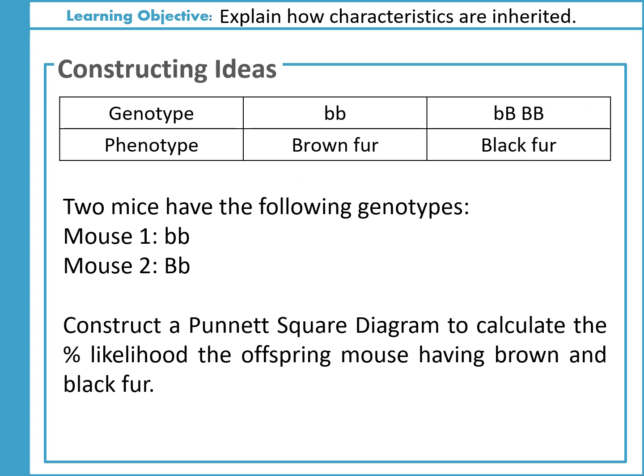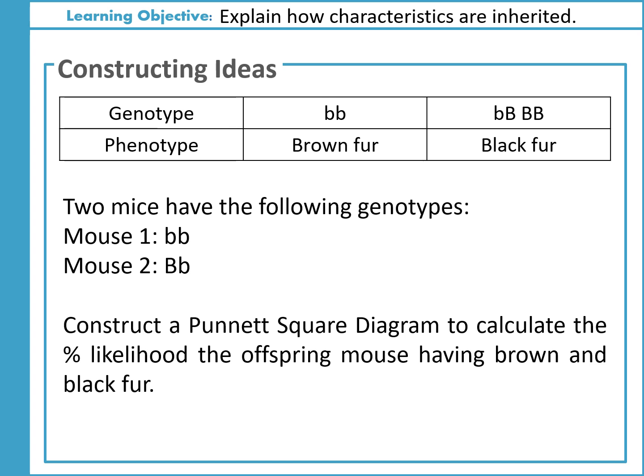This is an example for you to have a go at, to do with mouse fur. And we have 2 phenotypes for mouse fur, so this is what the mouse looks like. The mouse might have brown fur, or the mouse might have black fur. Now, if the mouse has brown fur, it must have inherited 2 copies of the recessive allele. So its genotype will be small b, small b. If the mouse has black fur, it needs to have inherited at least one copy of the dominant allele, so that's capital B.